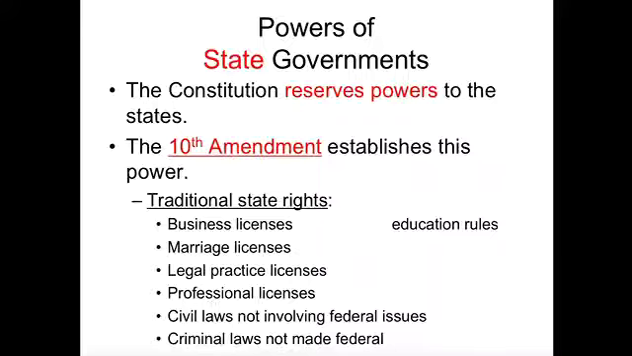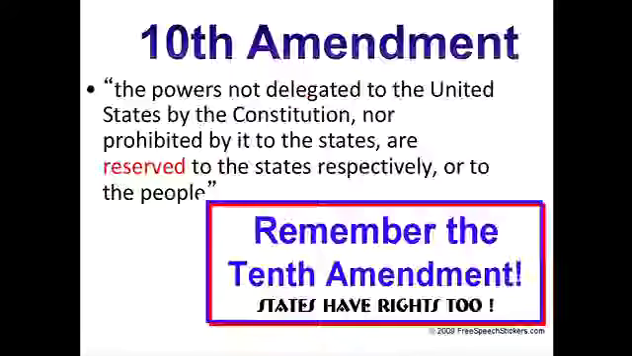So I've put together a list of different things: business, marriage, legal practice license, professional licenses, civil laws not involving federal issues, criminal laws not made federal, and education rules. These are things that are traditionally state rights. States also have the right to run elections, and a lot of the civil rights powers the states were dealing with or have been for a very long time. So I wrote the wording out of the 10th Amendment, which I've just said, but remember the 10th Amendment states have rights too. And sometimes there's a clash of power between federal and state government.